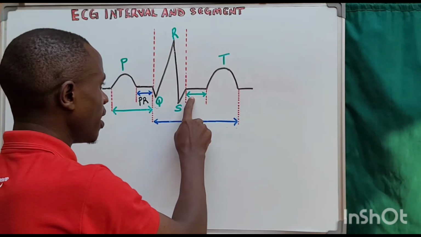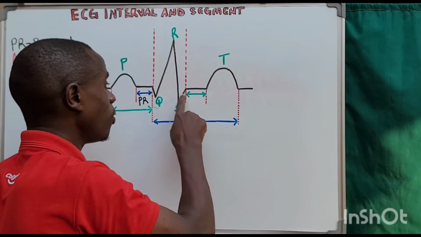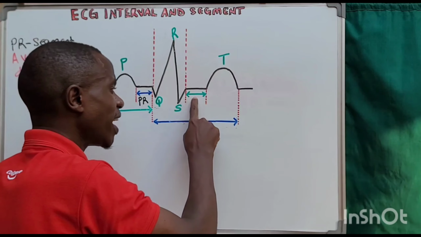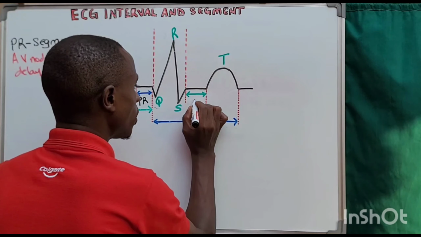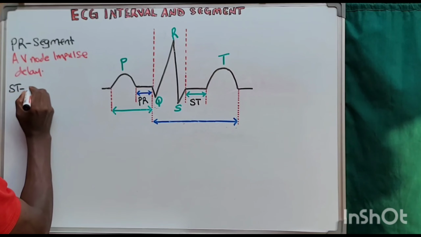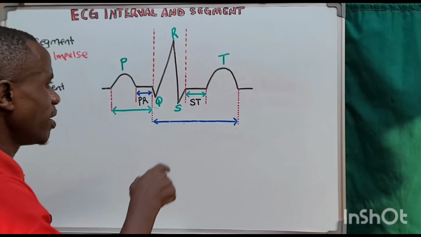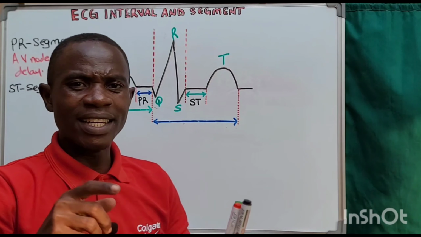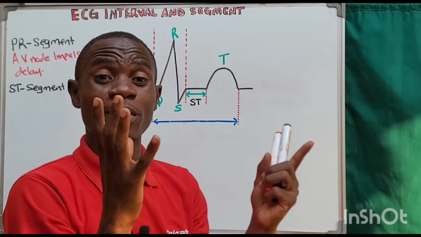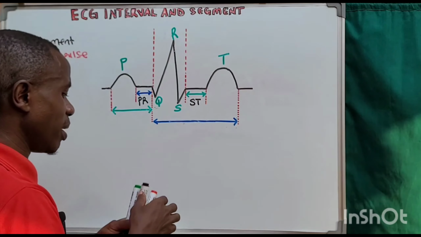Then when we come over here, we also have another segment. This segment starts from the end of the QRS complex up to the beginning of the T wave. This segment here is what we call the ST segment. Now, the question is, what does the ST segment represent? This ST segment represents the time period during which the entire ventricular myocardium is fully depolarized, but it has not yet repolarized.